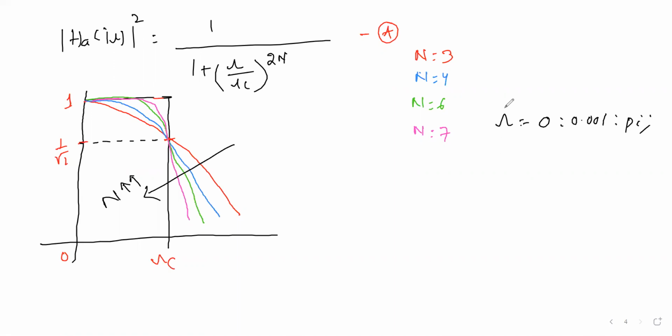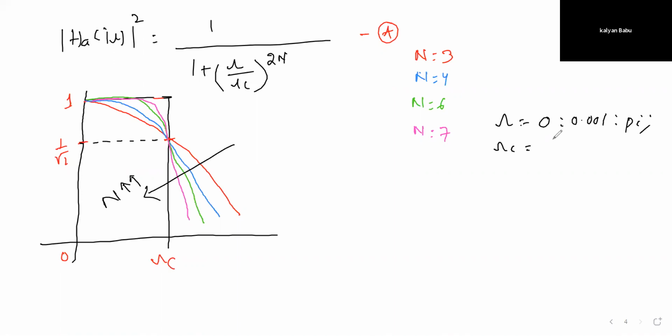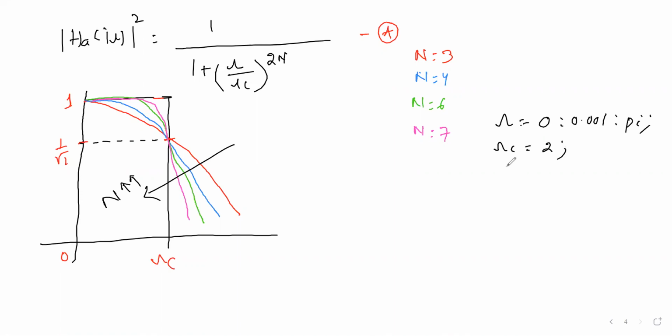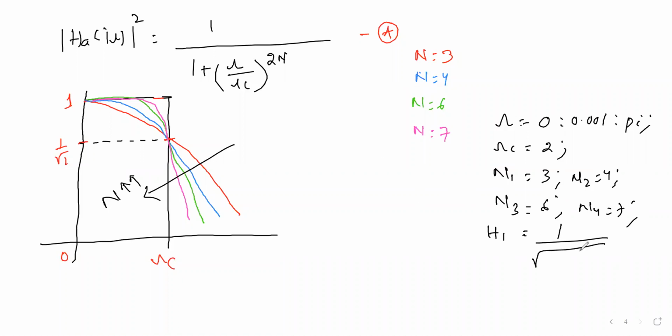Okay, then take any value of omega c, it does not matter. Omega c equals 1, 2, 3, anything you can take. Then let n1 equal 3, n2 equal 4, n3 equal 6, n4 equal 7. Then simple, for h1 you write this equation: 1 by square root of 1 plus omega by omega c to the power n1. Similarly, write the other equations and simply plot them.